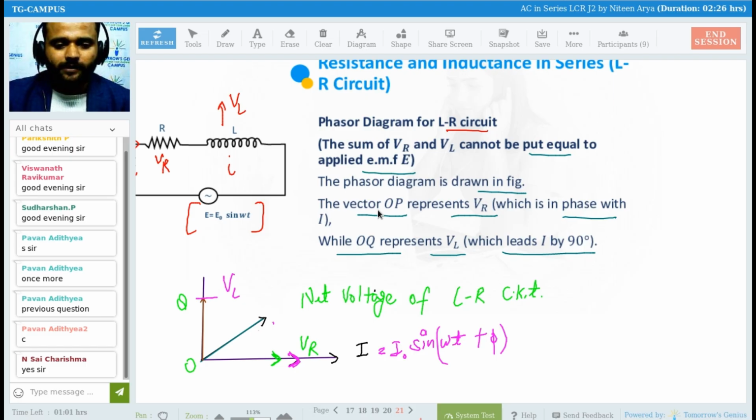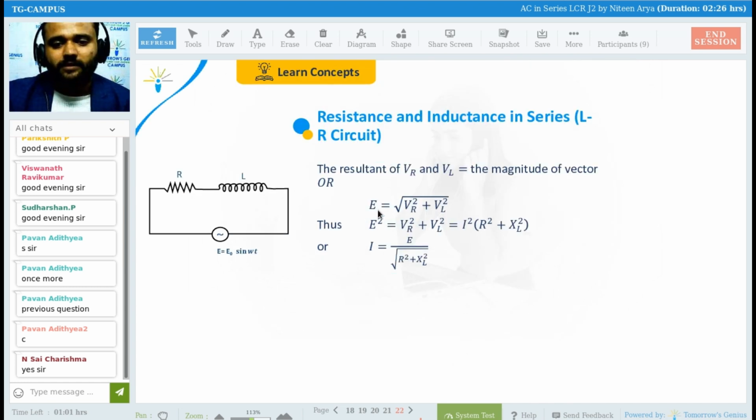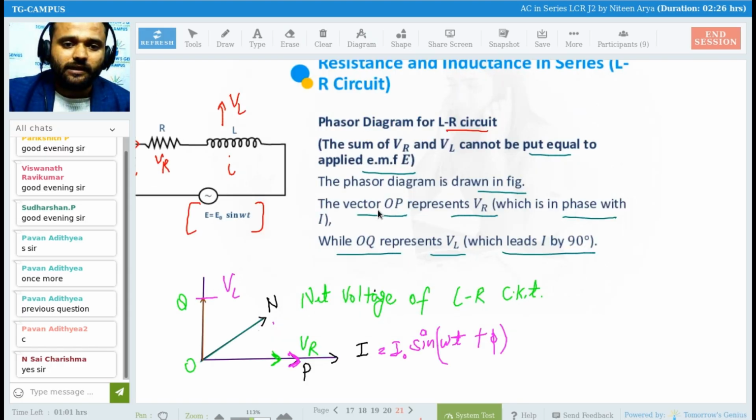VL is going to be the OQ vector and VR is going to be the OP vector. This is now my OP vector. So whatever the net EMF, net voltage we are going to find, that is my ON vector. Clear, everyone? Because if I give you the net voltage also, that is a confusing terminology. So in this manner, the resultant vector, because it is given R, I need to put R instead.